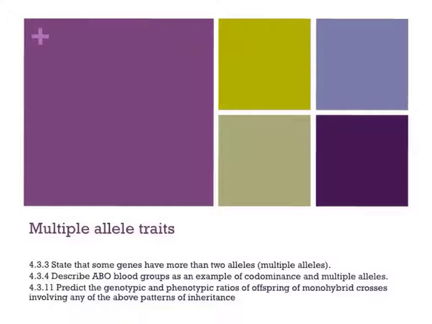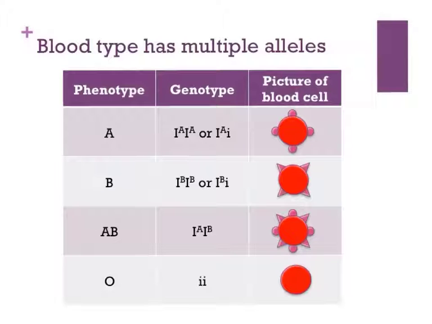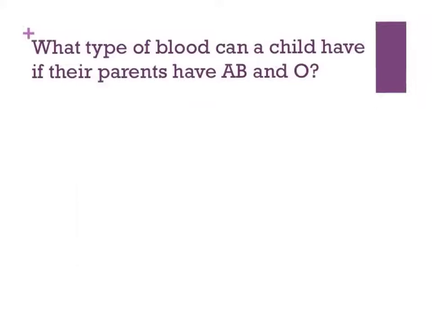We already took a brief look at blood types, but we're going to look at it more now in the context of multiple allele traits. There are three different alleles for blood type. Two are dominant, the A allele and the B allele, and one is recessive, which is the i allele. The A produces the A protein, the B produces the B protein, and O produces no proteins at all.